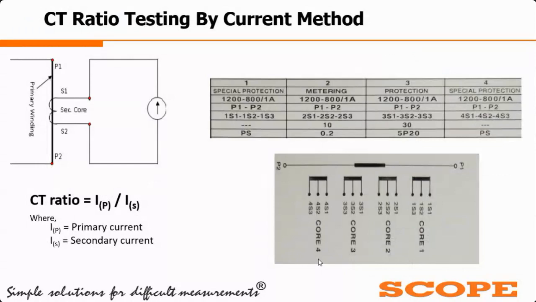And the CT rating is 1200 by 800 by 1 ampere. Okay, and the core is PS. Similarly, the second metering core is 0.2, the protection core is 5P20, and the special protection core is PS.